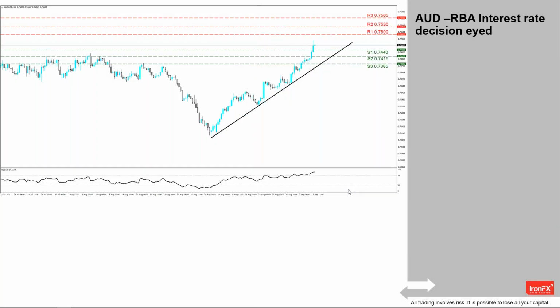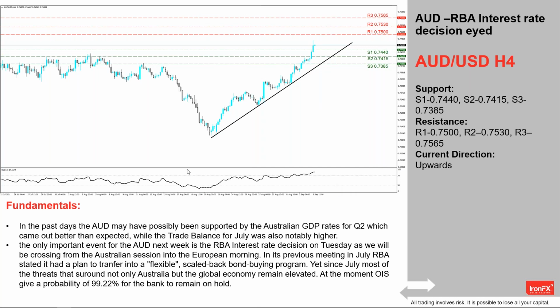So we move next to the AUD, RBA interest rate decision eyed. So the AUD has been exceptionally strong against the USD in the past week, and it is currently mirroring the NZD's activity. If you see NZD USD, NZD has reached multi-month highs, but AUD is also reaching multi-month highs. So in the past days, the AUD may have possibly been supported by the Australian GDP rates for Q2, which came out better than expected, while the trade balance for July was also notably higher. The pre-mentioned data is very important and point to economic expansion for the Australian economy.